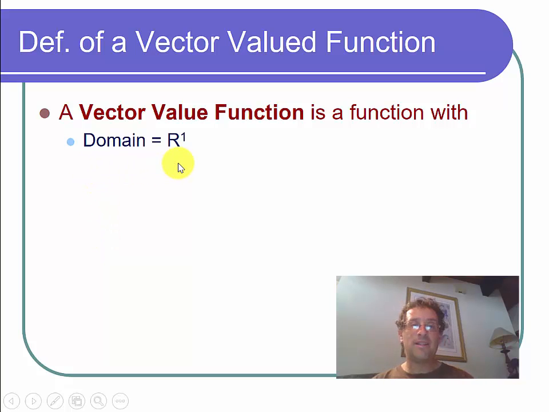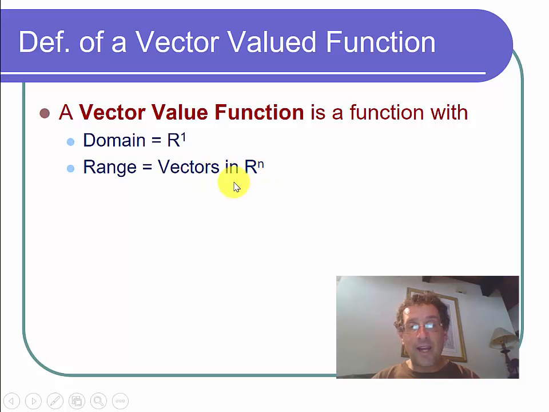The domain is R1. That means all numbers, anything on the real number line, like 7 or 12 or 8. Often we'll use the letter t for the domain because in physics, t is time, and that's often what the independent variable is going to be. And the range, as you shouldn't be too surprised given the name, will be vectors. I'm writing vectors in Rn, so it depends on the application what n is.